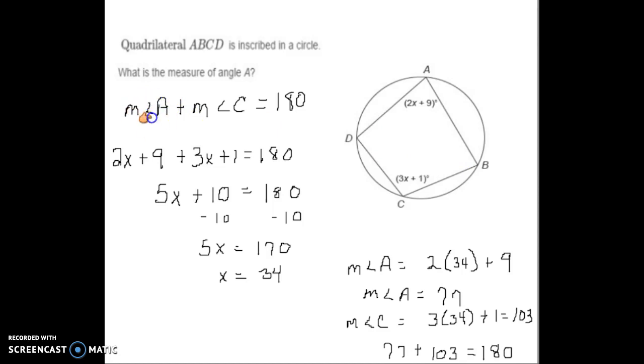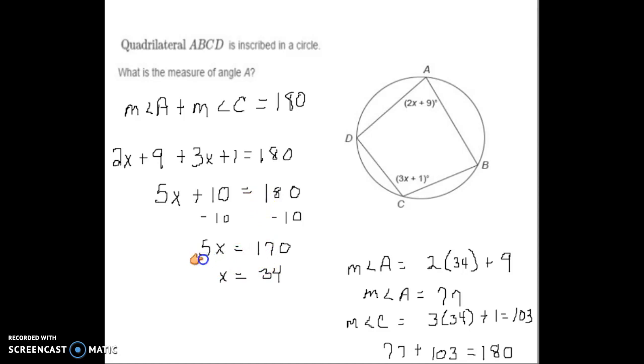So we're going to plug in. We want to find x first, then we can find angle A. So 2x plus 9, angle A, plus angle C, 3x plus 1, is equal to 180. Combine your like terms. 2x and 3x give you 5x. 9 plus 1 gives you 10, equals 180. Now we're going to get our variables on one side. Subtract 10 from both sides. We get 5x is equal to 170.